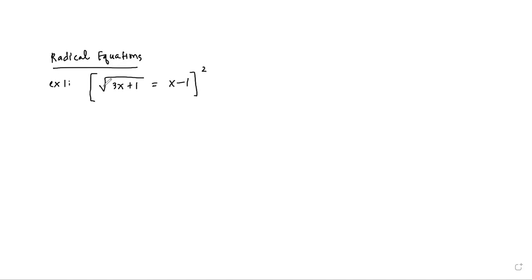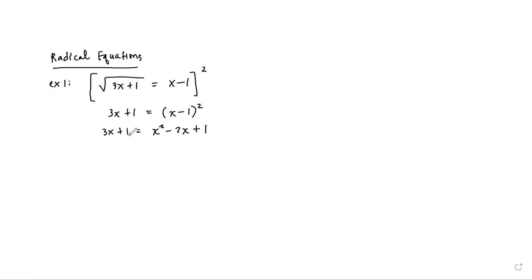If we square the square root of 3x plus 1, the square will just be 3x plus 1. And then we're going to square x minus 1. The square of x minus 1 is the square of a binomial, so it should be x squared minus 2x plus 1.